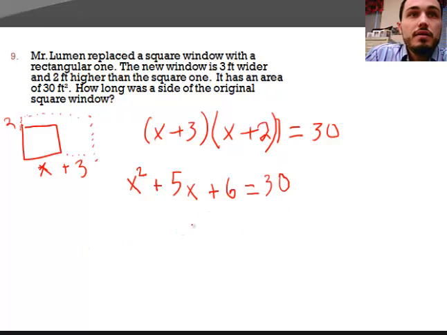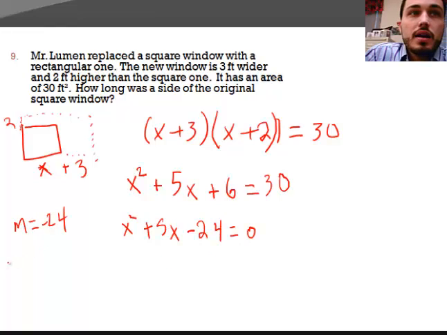Subtract the 30 from both sides, and I've got x squared plus 5x, 6 minus 30 is negative 24, equals 0. I'm going to solve this one by factoring. The multiply number is negative 24. The add number is 5.